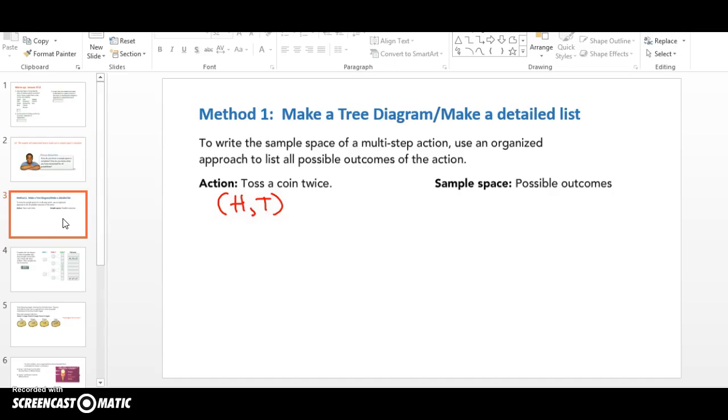Tails, tails. Okay, I could have heads and then heads. What about tails and then heads? And I could have tails and then heads. Now, this is a pretty simple one because there's only 4 outcomes, so I might choose a detailed list, okay?